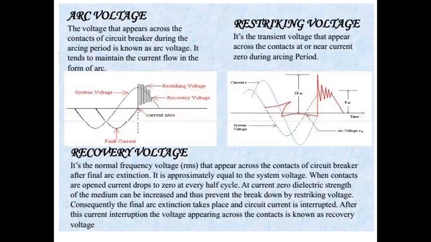Then we are seeing the arc voltage. The voltage that appears across the contacts of the circuit breaker during the arcing period is known as arc voltage. It tends to maintain the current flow in the form of an arc.